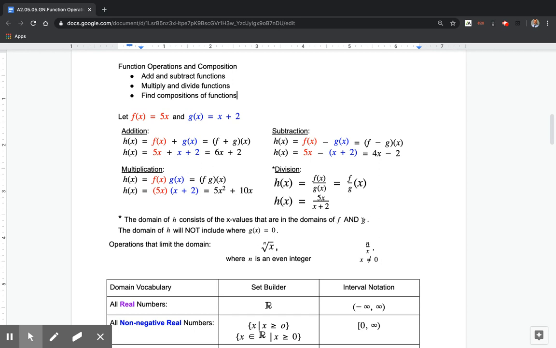So in certain situations, we have to pay attention to not only what each function's domain is, because that's going to be limiting, but we also have to pay attention to what the final domain is and where the functions are substituted in. So some operations that limit the domain, if we have the nth root of x, where n is an even integer, we know that we can't have any negative values for x. Or if we have n divided by x in the denominator, x cannot equal 0.